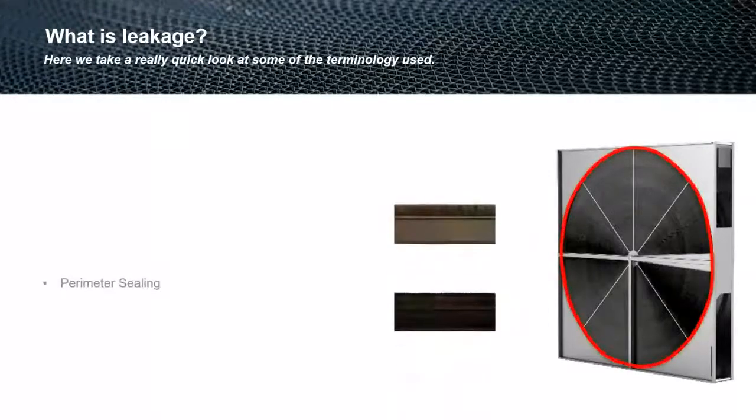So then we go and we look at perimeter sealing. Now, this is the seal that fits around the edges of the rotor and is in contact with the face of the rotor itself. This can often be a brush seal like you see on the screen, or in some cases a PU, imitation leather type seal. And the idea of this is to try and create as tight a gap, as tight a seal between the rotating matrix itself and the casing.